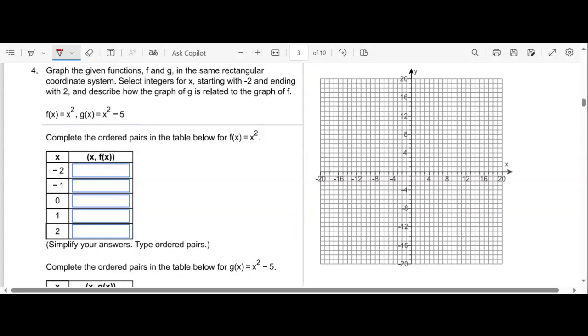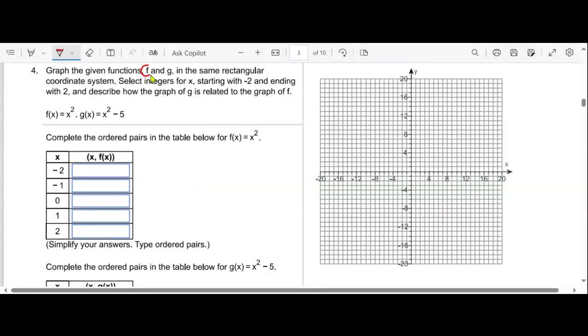Yes, please read. Okay. First of all, graph the given functions f and g in the same rectangular coordinate system. Select the integers for x starting with -2 and ending with 2, and describe how the graph of g is related to the graph of f.